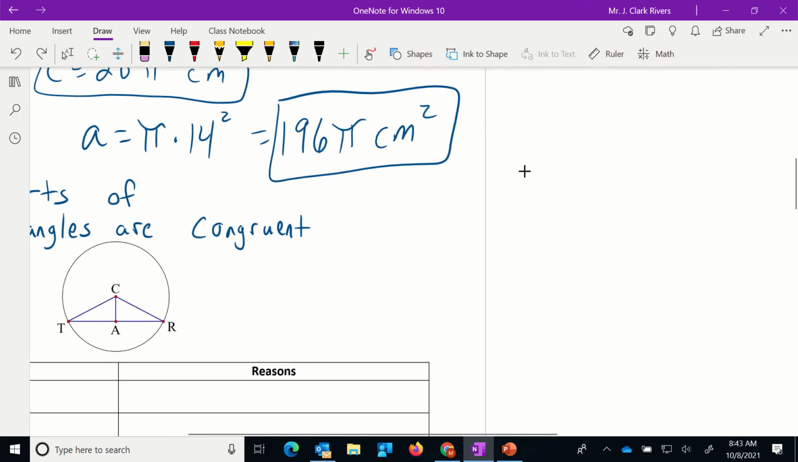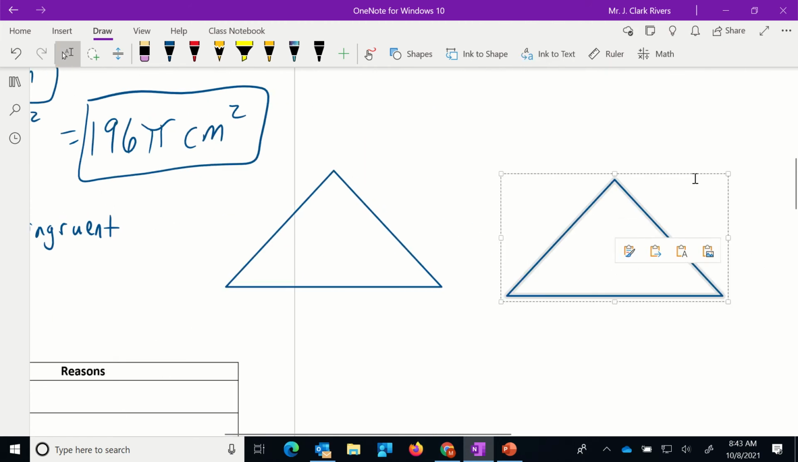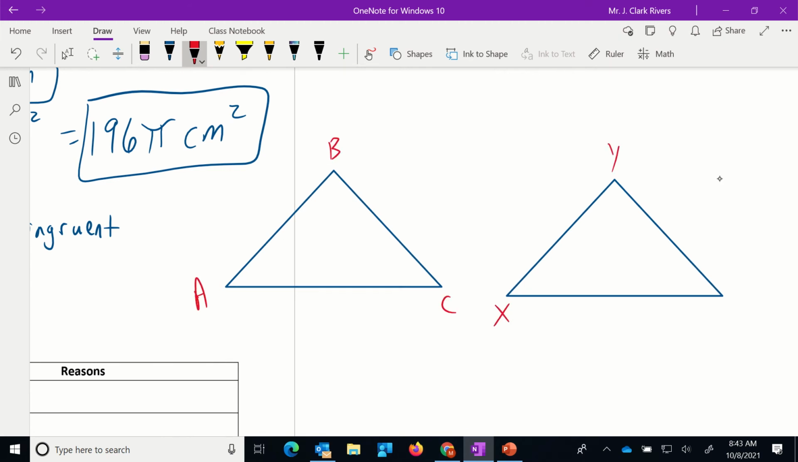So let's say we have two triangles here. Here's one, and I'll just Control C and then Control V it. So those are copied and pasted. So here we have two triangles. Let me actually keep that blue. All right, two triangles, and let's say this is triangle ABC, and this is triangle XYZ. Let's say you are given that AB is congruent to XY, you are given that BC is congruent to YZ, and you're given that angle B is congruent to angle Y.